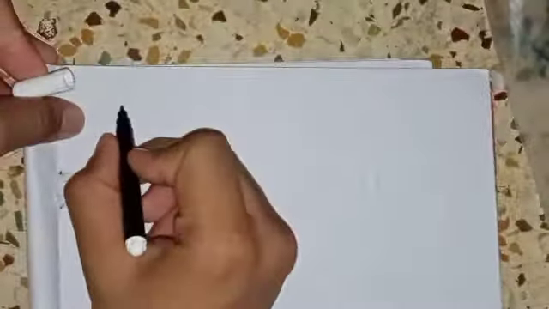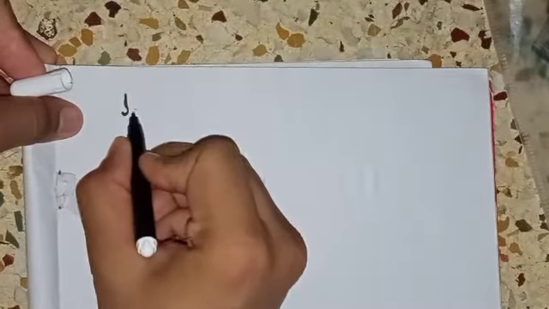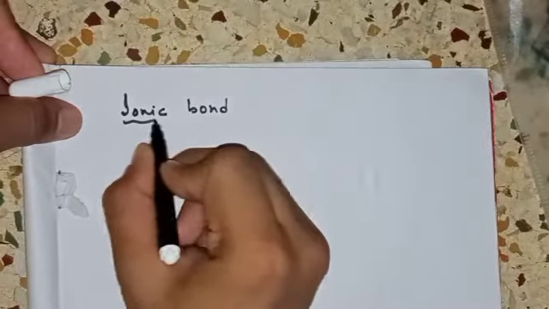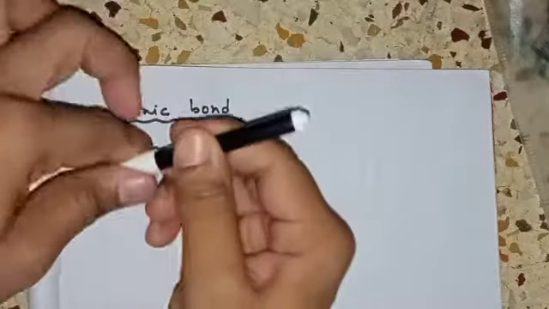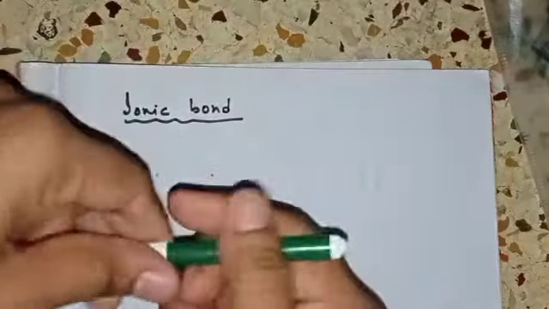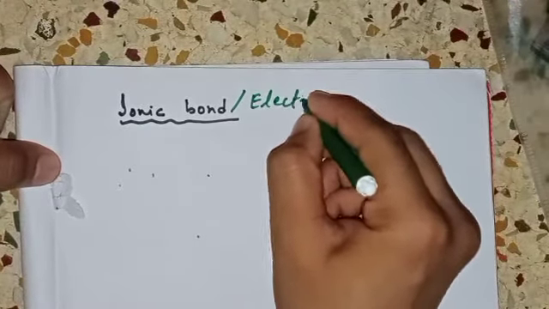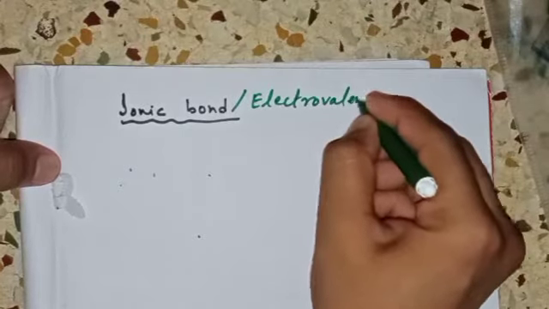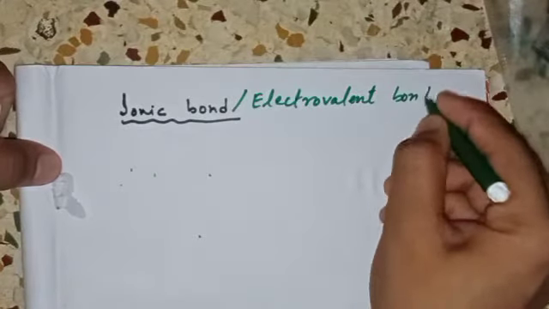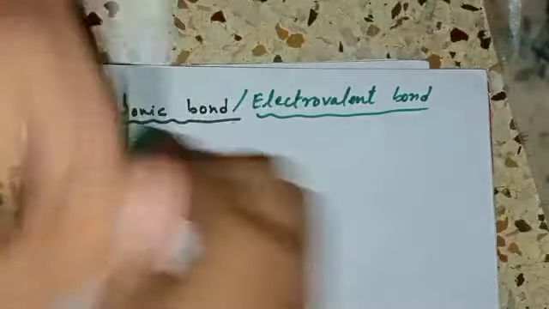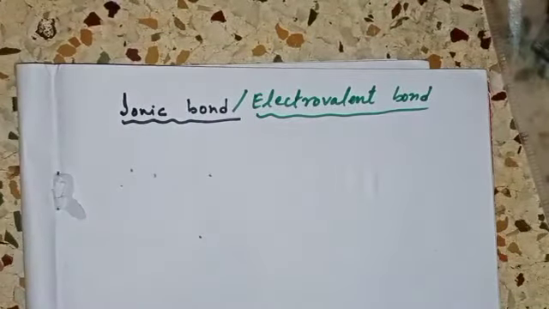Okay, my dear students, so let us try to understand the first chemical bond in the list, ionic bond, or electrovalent bond. It is also known as electrovalent bond. Let us have the definition first.